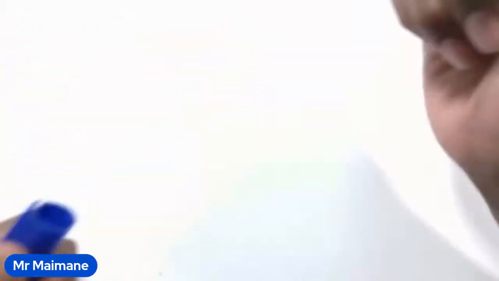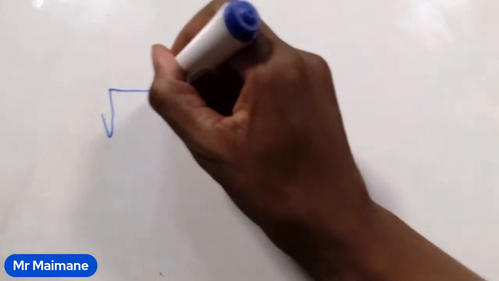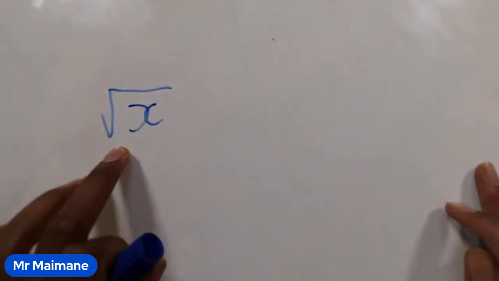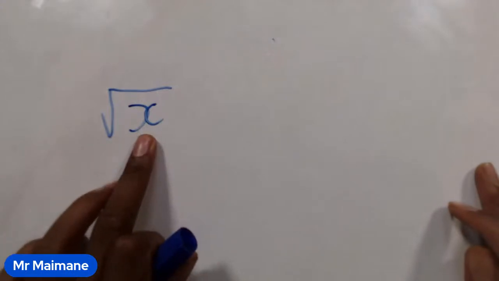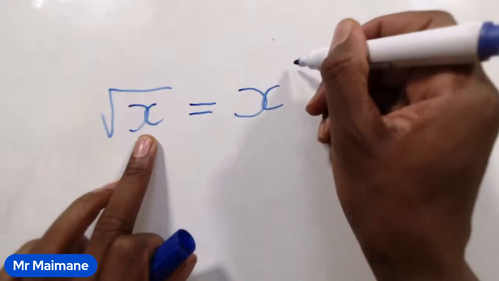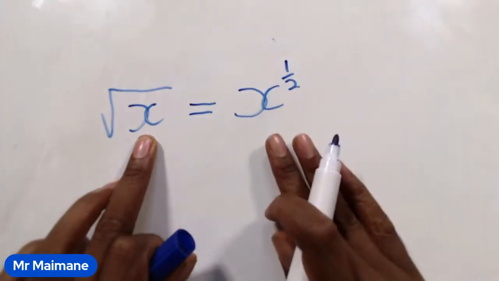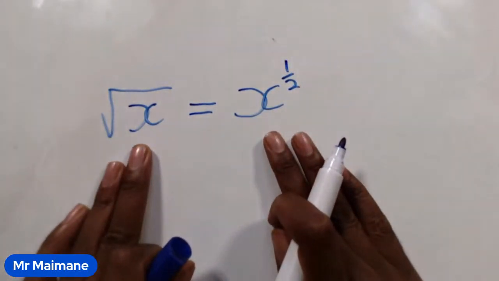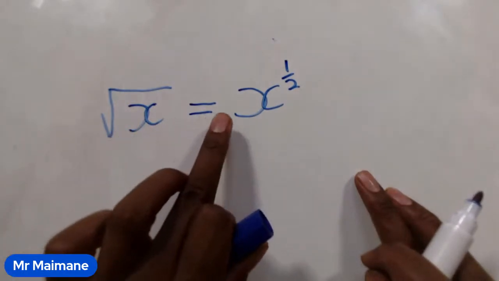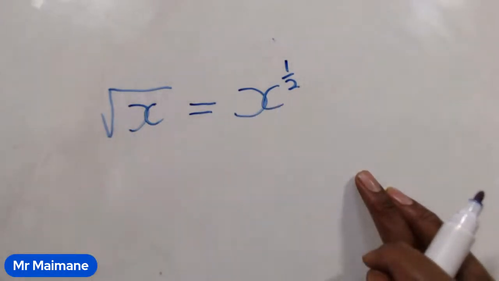According to the rules of exponents, if you have the square root of x, we say this is the same as x to the exponent 1 over 2. This you must know, it's a rule. By definition, it's something which you must always remember. If you have a square root of x, this is the very same as x to the exponent 1 over 2.